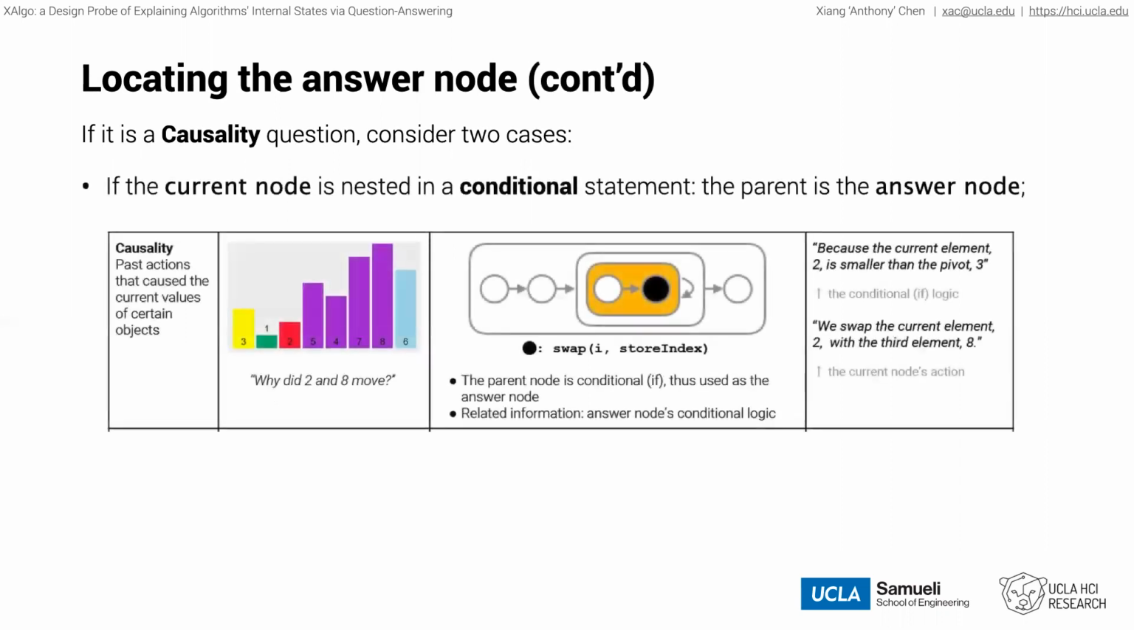If the current node is nested in a conditional statement, then we consider the parent to be the answer node. Usually the parent is the if statement that explains why this particular branch is chosen. That could answer the user's causality question. If it is not in a conditional statement, we just consider the previous code, the antecedent node, as causing the current node, assuming that there is a cause and effect in the order these lines of code are executed.